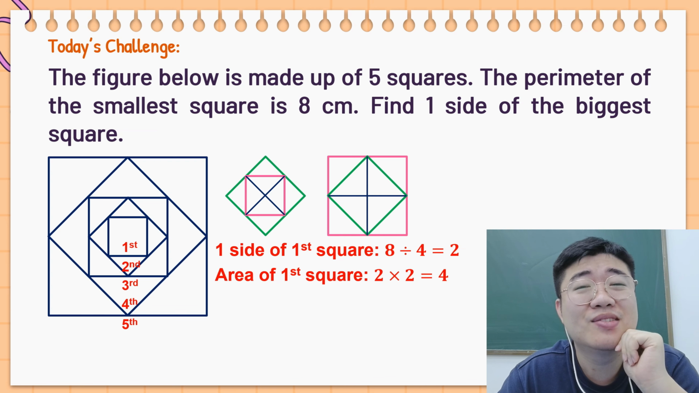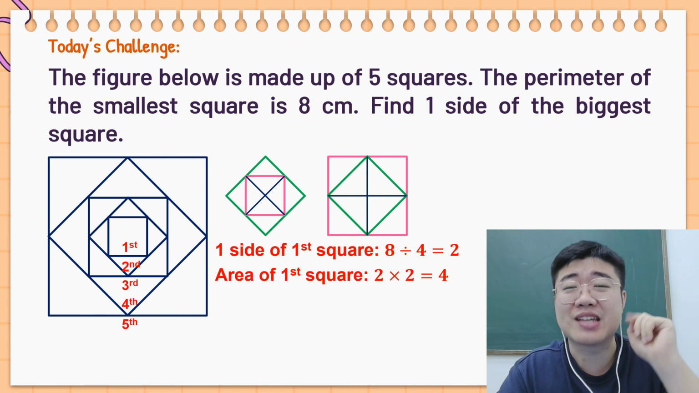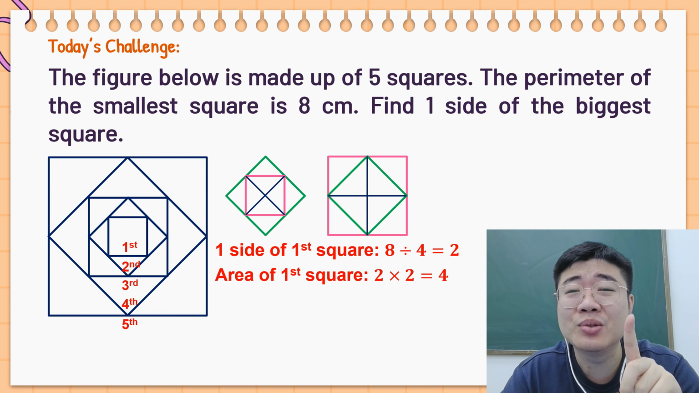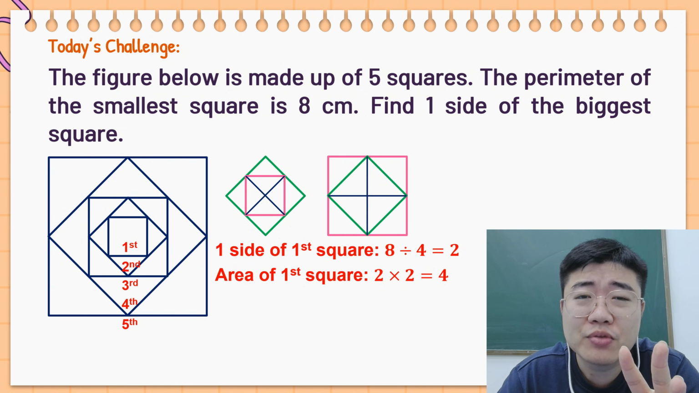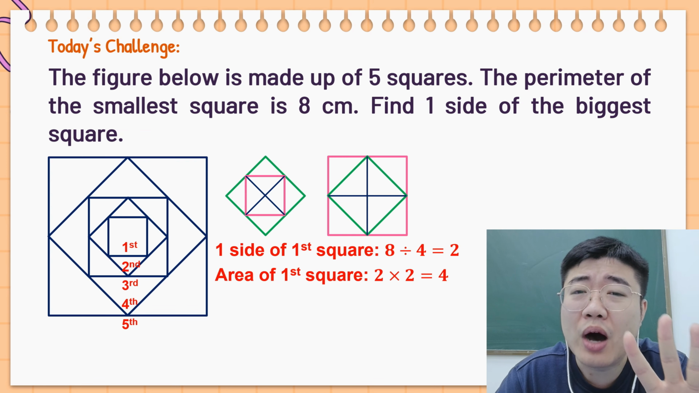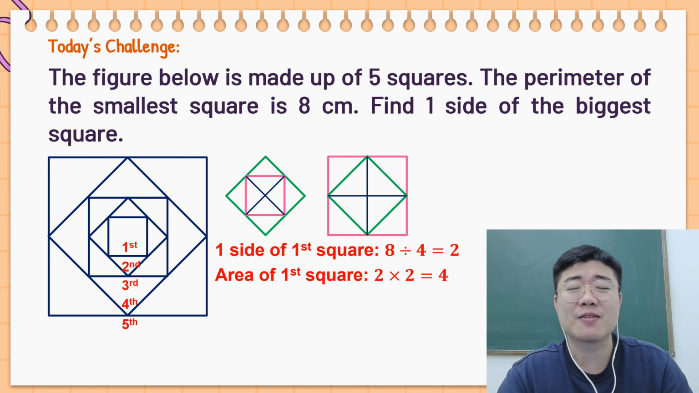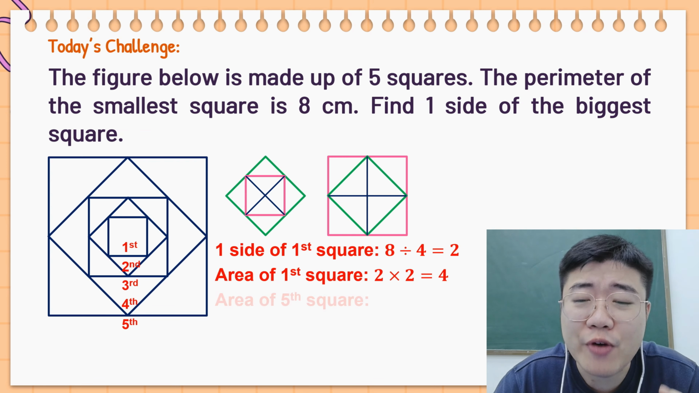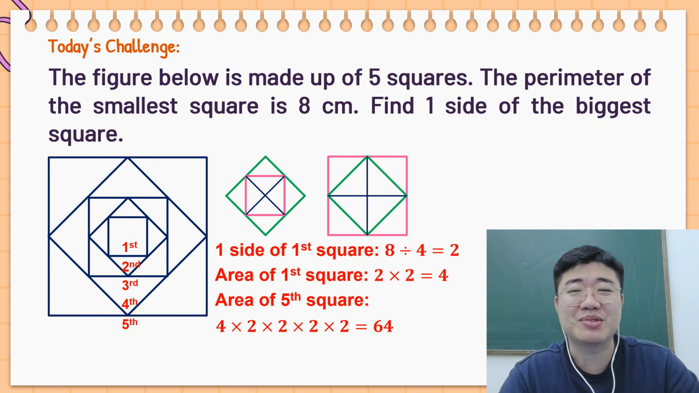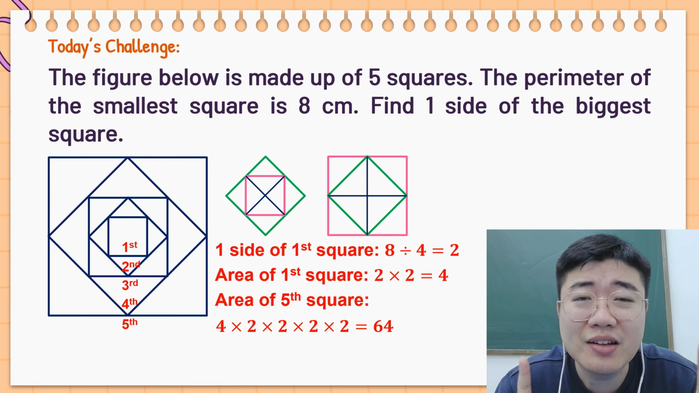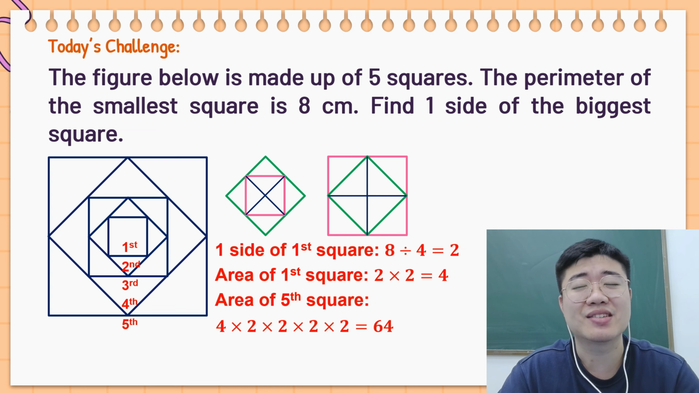Now, in order to find the area of the fifth square, how many times do we need to times 2? So let's check. From the first to the second, times 2. Second to the third, times 2. Third to the fourth, times 2. The fourth to the fifth, times 2. So altogether, that's 4 times. So let's take the number 4, times 2, 4 times. Times 2, times 2, times 2, times 2. So we find the area of the bigger square is 64.